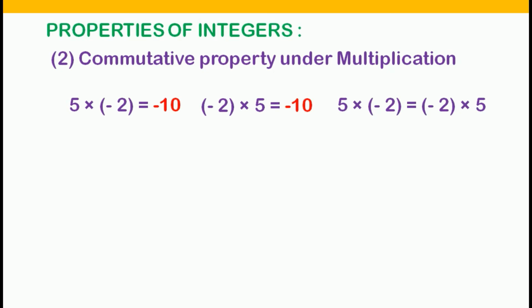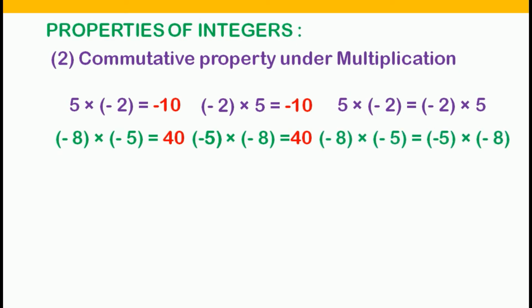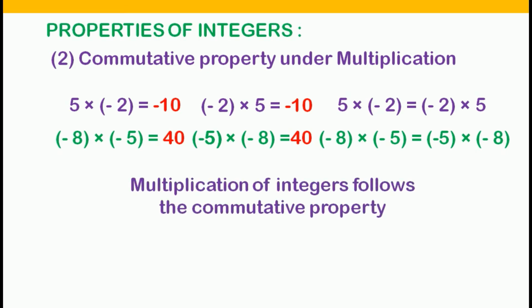5 into minus 2 is equal to, by changing the order, minus 2 into 5 is equal to, the result is same. So we can write 5 into minus 2 is equal to minus 2 into 5. Take another example. Minus 8 into minus 5 is equal to 40. Minus 5 into minus 8 is equal to 40. So minus 8 into minus 5 is equal to minus 5 into minus 8. So by these two examples, we can conclude that multiplication of integers follows the commutative property.